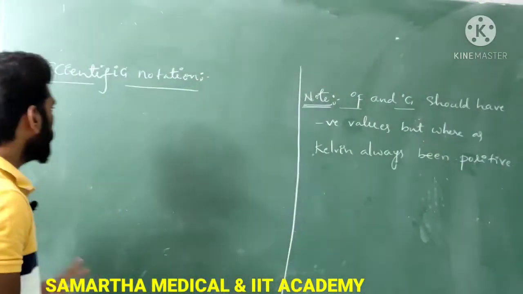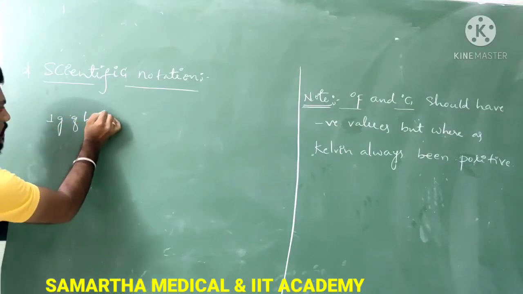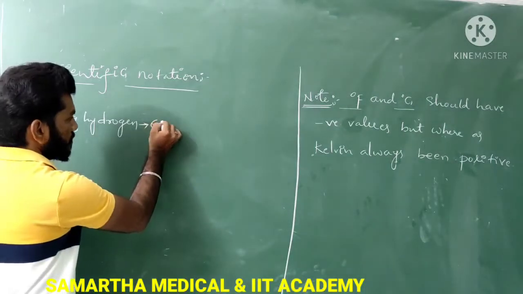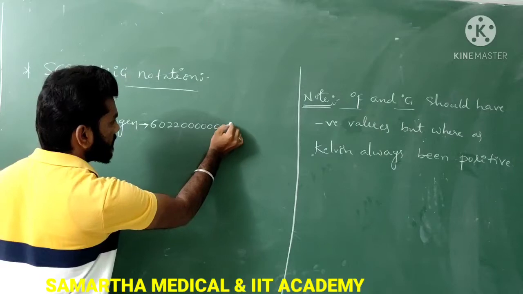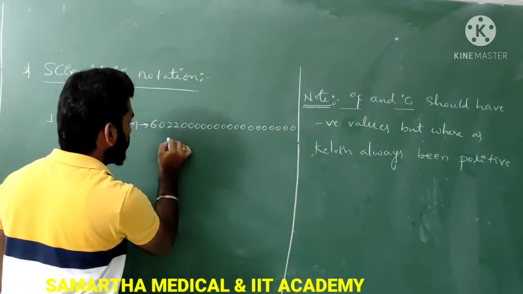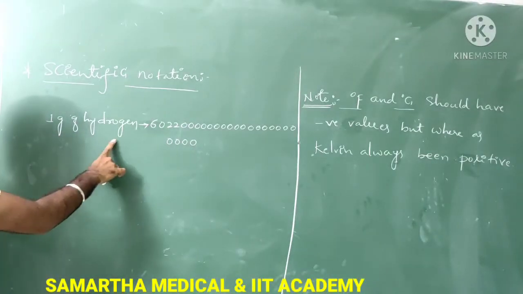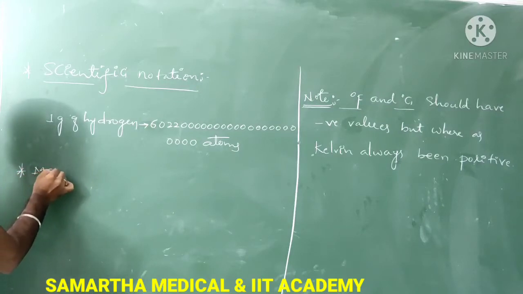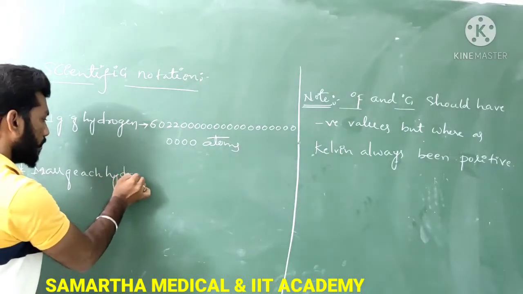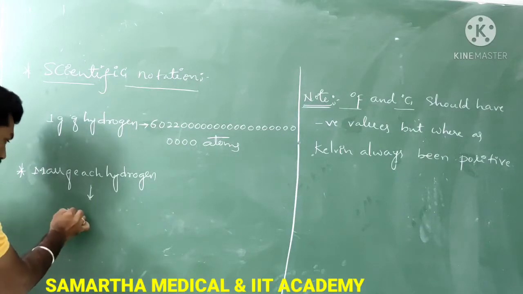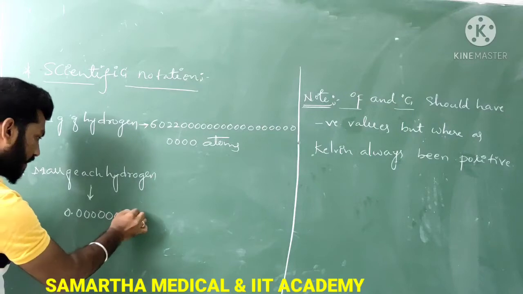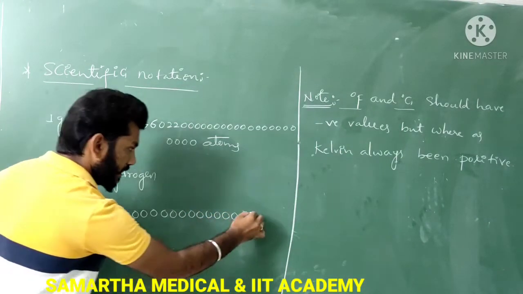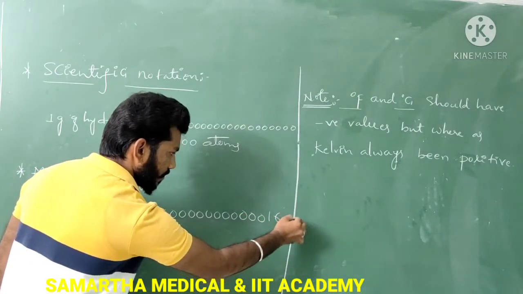So what I mean is that, for example, consider 1 gram of hydrogen, which contains 6.022 followed by twenty-odd digits. See, 1 gram of hydrogen contains this many atoms. But the mass of each hydrogen atom has the value 0.000 followed by many more digits, a very tiny number.